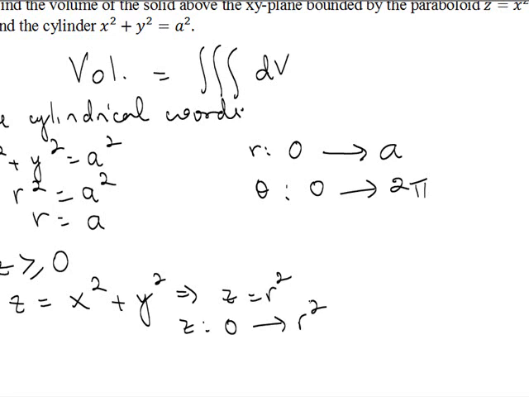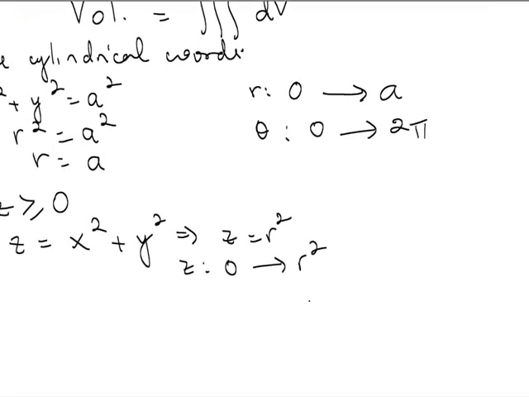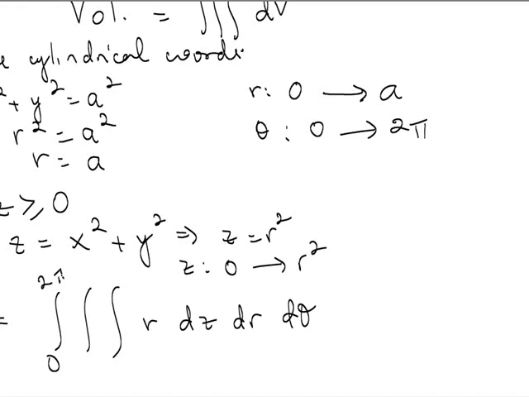So this would make the question a lot easier. So now let's set up the integral in cylindrical coordinates. So put your triple integral. Let's set up the integrand. What is the integrand going to be? Is it only 1? Times r, okay? So it's r dz dr d theta. 0 to 2 pi, 0 to a, 0 to r squared.